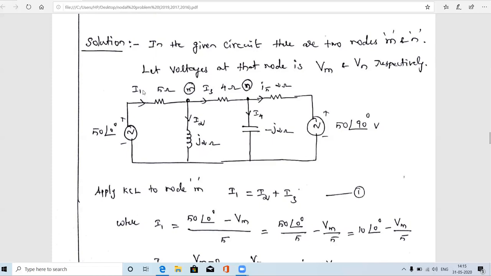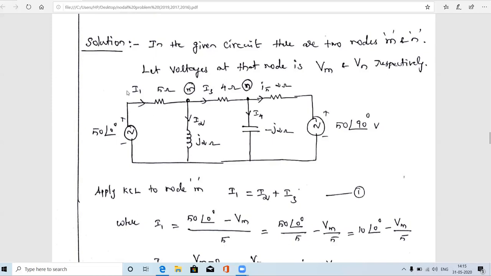Here there is only one incoming current, I1. So that current I1 can be written as I2 plus I3. Now we have to find the values of I1, I2, I3. I1 is the current flowing through this resistor. According to Ohm's law, the current is the potential difference divided by the resistance value.